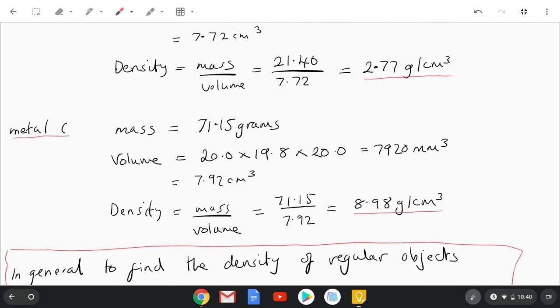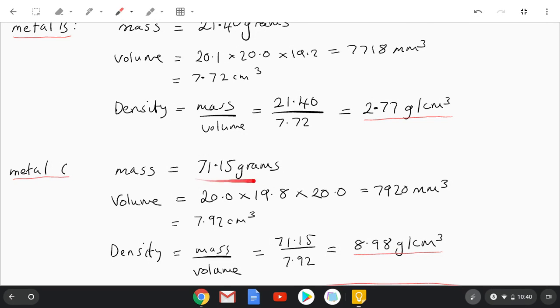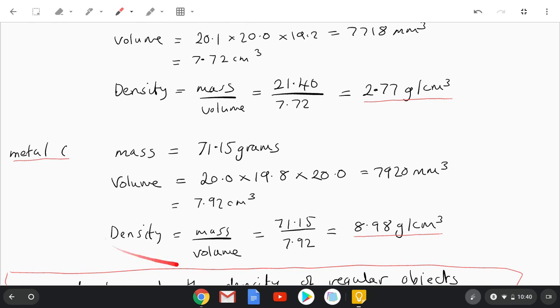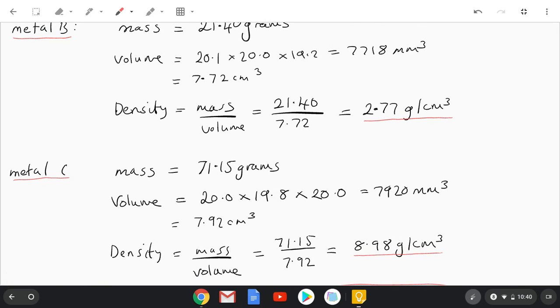Metal C, following the same technique again, we have a mass of 71.15 grams and a volume of 7,920 millimeters cubed, which is 7.92 centimeters cubed. Using the formula again of mass over volume to find density, we've got a density of 8.98 grams per centimeter cubed. So those were the calculations to find the density of four regular objects.